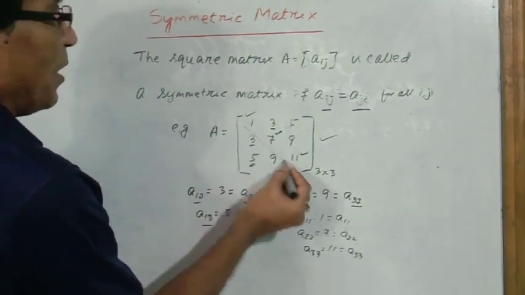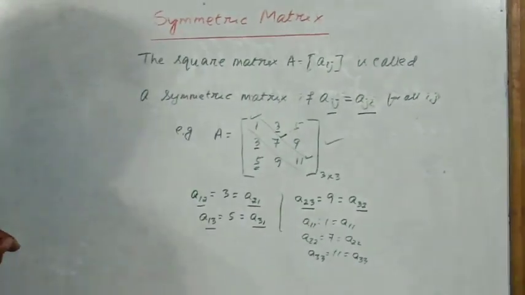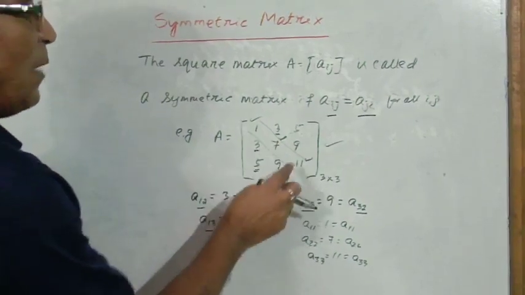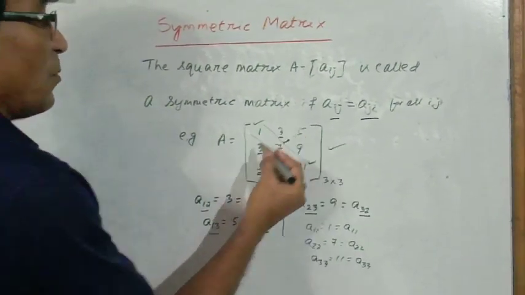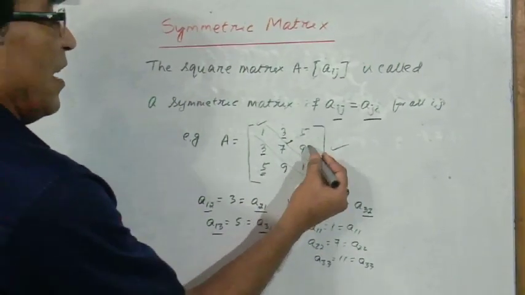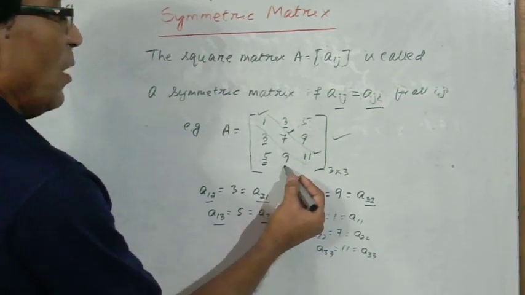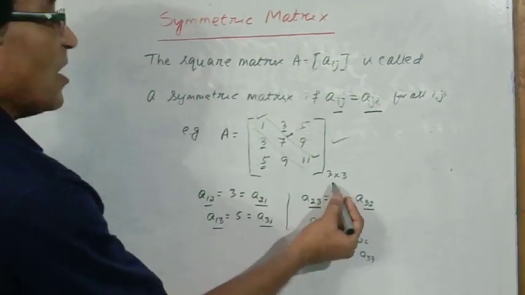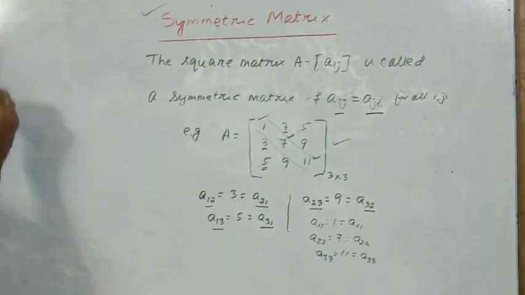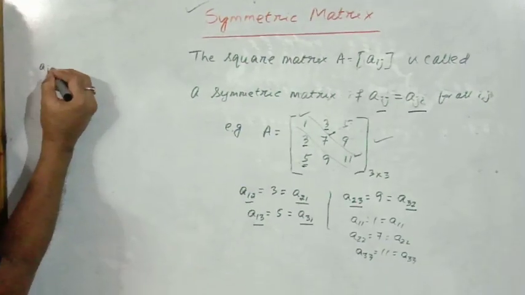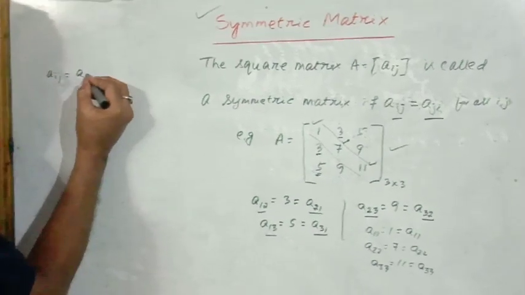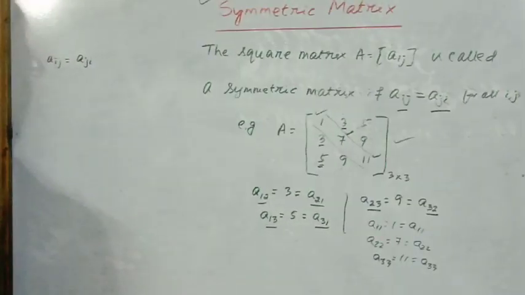So the principal diagonal will remain the same, you can take any number in the principal diagonal, but A12 must be equal to A21, A13 must be equal to A31 and A23 must be equal to A32. Then that square matrix is called a symmetric matrix. Now here you see that Aij must satisfy the condition that Aij must be equal to Aji.